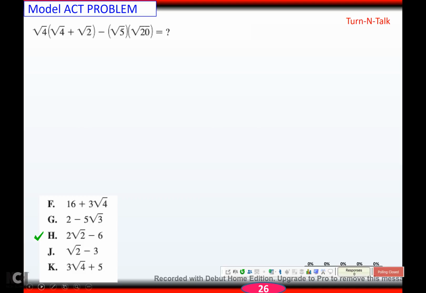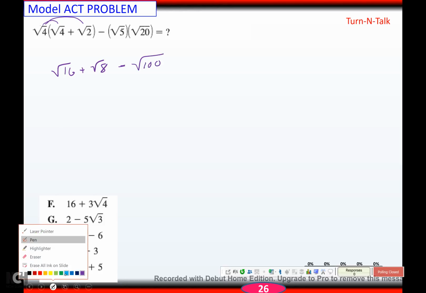And hopefully you got H. So, they want us to figure out what this equals. Well, again, I'm going to distribute. The square root of 4 times the square root of 4 is the square root of 16. Square root of 4 times the square root of 2 is the square root of 8. Minus the square root of 5 times the square root of 20 is the square root of 100.